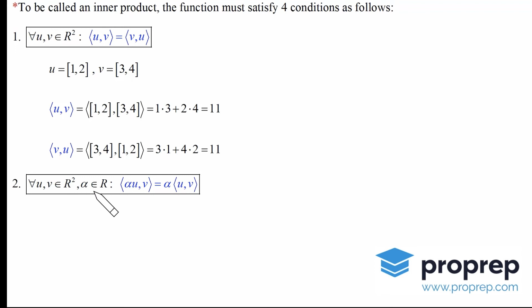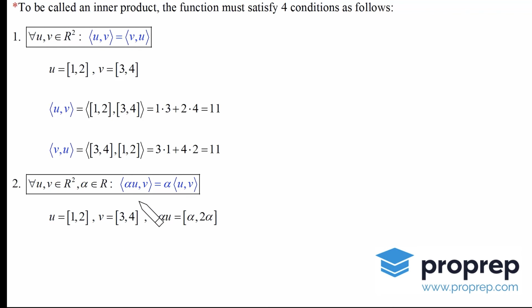And the second rule: for any alpha in R, alpha will be a scalar, the inner product of alpha u with v is the same as alpha times the inner product of u with v. So if we multiply alpha by u, and then take the inner product of these two vectors, it's the same as taking the inner product of the vectors, getting a scalar, and multiplying it by alpha. So let's check. I'll take the same u and v as before. Alpha, I'll keep it general. I could have taken, say, alpha equals 7 or some number, but I'll leave it as a general scalar.